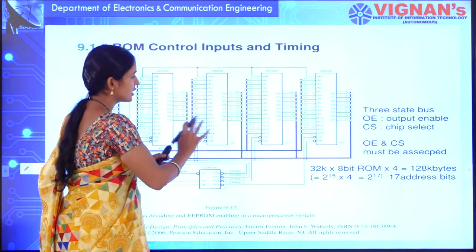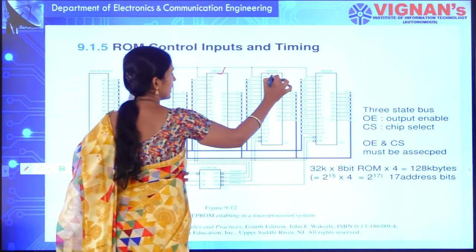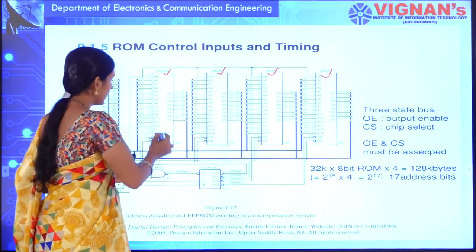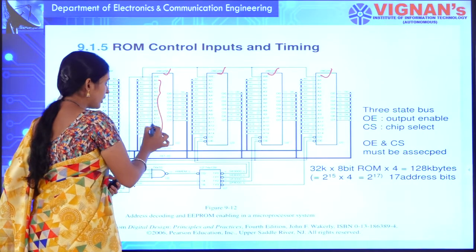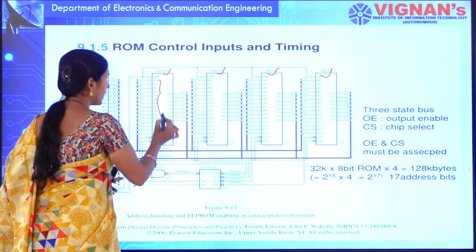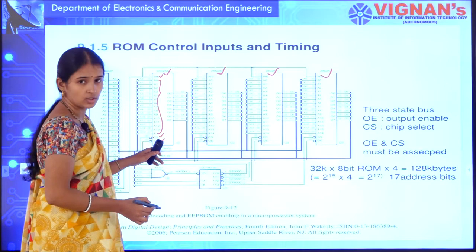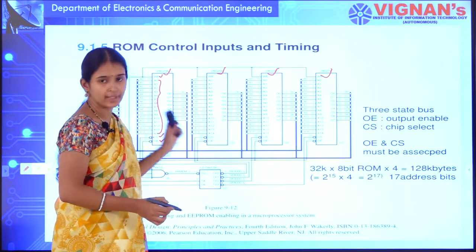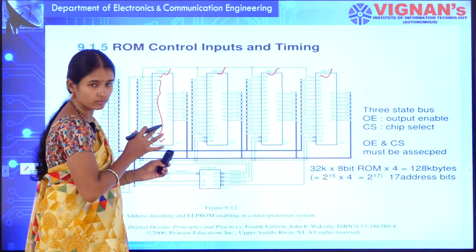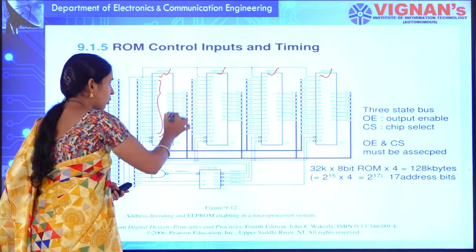If you see this diagram, there are 4 chips interfaced to the microprocessor. You can observe there are 15 address lines, and 1 chip select, output enable and write enable. What is your chip select? You can access only 1 chip at a time. The microprocessor can access only 1 chip at a time. At the same time, output enable: if you want to read the data, what is there in that?